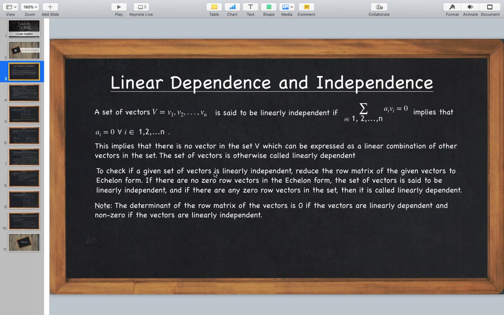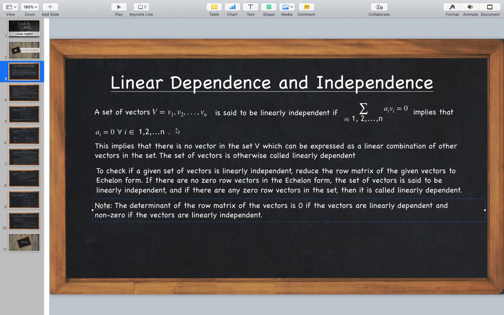So to check if a given set of vectors is linearly independent, what do we do? The working rule is to reduce the row matrix of the given vectors into its echelon form. If there are no zero row vectors in the echelon form, the set of vectors is said to be linearly independent. And if there are any zero row vectors, then it is called linearly dependent. One more point to note is that the determinant of the row matrix of the vectors is 0 if the vectors are linearly dependent, and it is non-zero if the vectors are linearly independent.